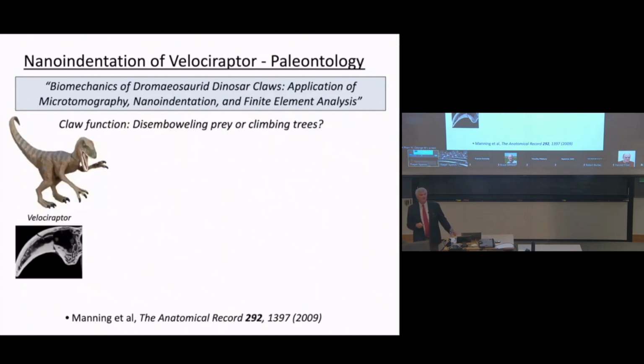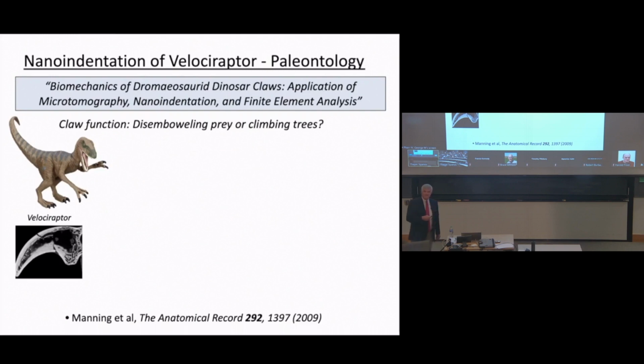Another one from a movie. What's that? What movie? Jurassic Park, Velociraptor. This was interesting because this comes from a journal in paleontology. What they wanted to do was to try to determine whether the claws on Velociraptor were for disemboweling prey or for climbing trees. That's an important, great hypothesis, right?